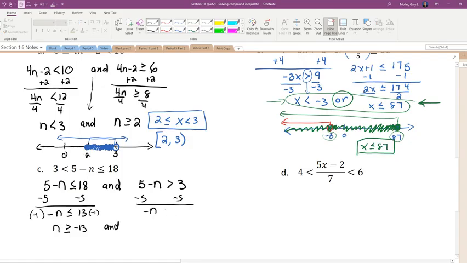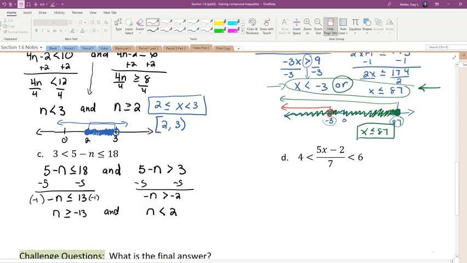Giving me negative n is greater than negative 2. I'm going to again multiply by negative 1, which is going to swap the inequality, and I get 2. So now whatever happens on this number line, I'm looking for the overlap, and that alone will be my actual answer. So let's see what we get here.